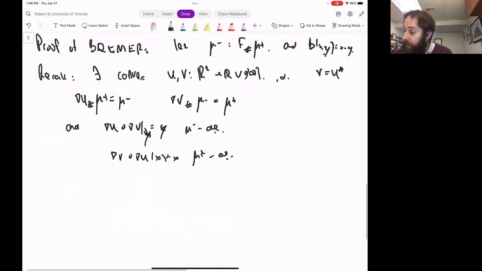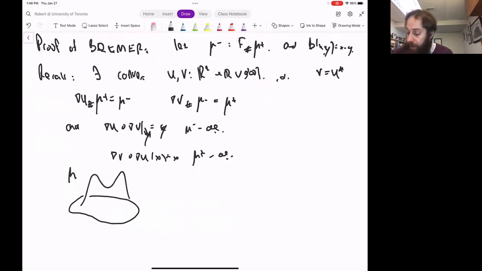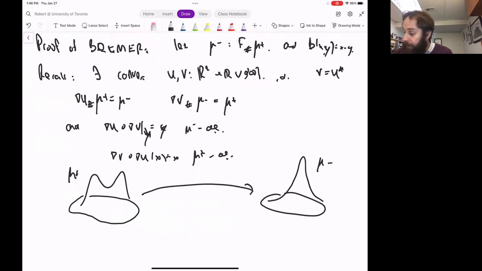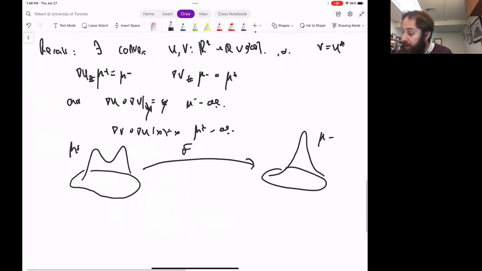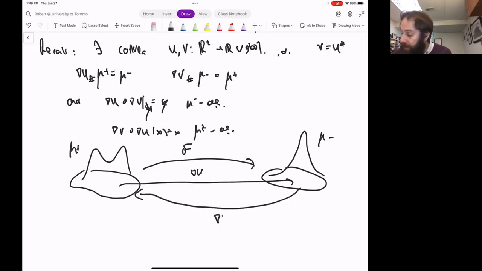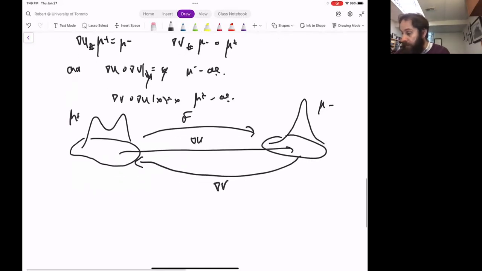And so the picture is you have mu plus over here, some measure on Rn, and you have mu minus over there. They're both absolutely continuous with respect to Lebesgue. Of course, you have this mapping F that pushes forward mu plus to mu minus, but you also now have another mapping gradient U, which pushes forward mu plus to mu minus, and you have a backwards map gradient V, which is basically the inverse of gradient U, which pushes forward mu minus to mu plus.